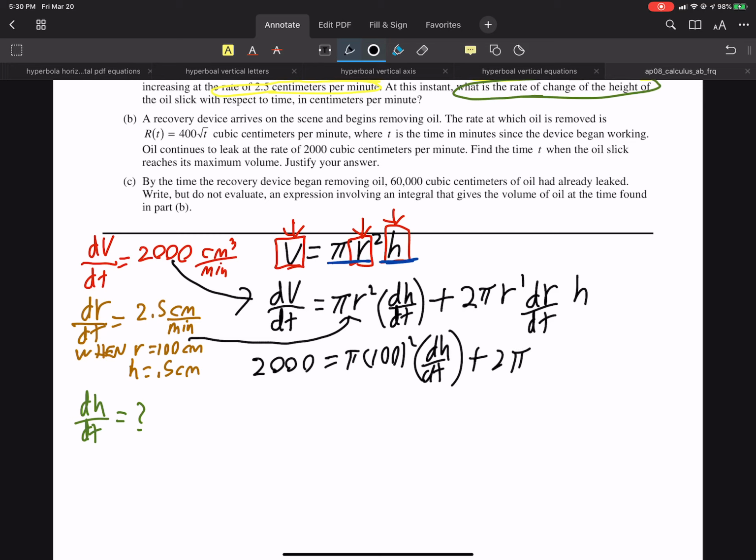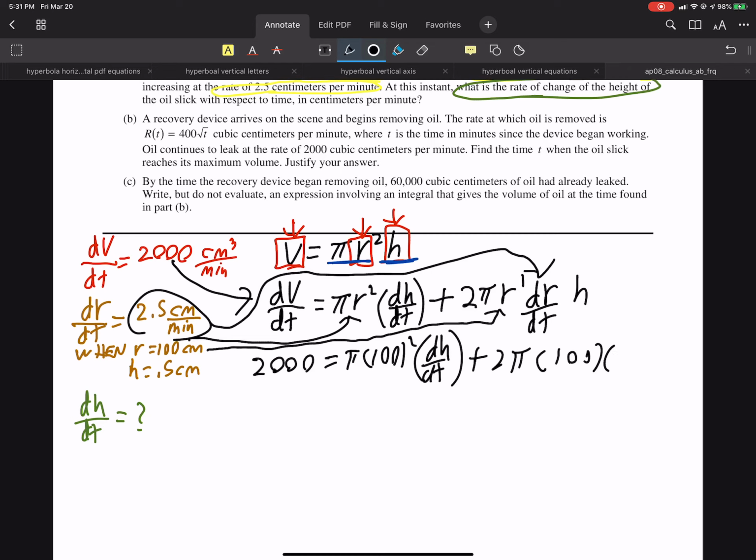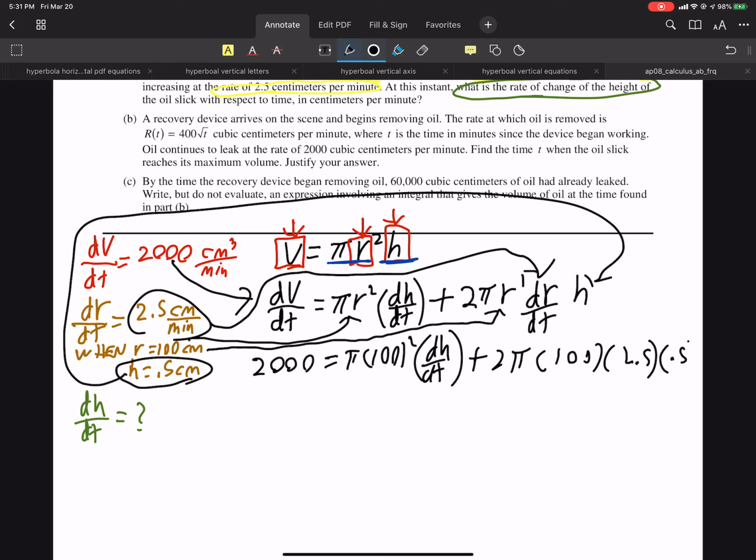So I leave that because we want to find that. 2 pi stays. R is 100. Again, we found this over here. dr dt is 2.5. And h is right here, 0.5. So I get 2,000, and that's 1,000 pi dh dt. Okay, I'm gonna use my calculator because I'm not so smart. 100 times 2.5 times 0.5 times 2. That's 250 pi.